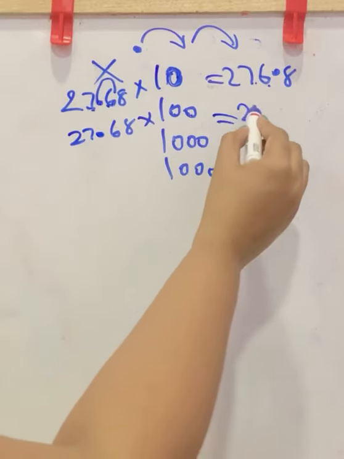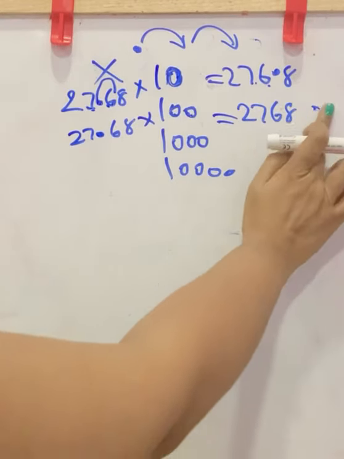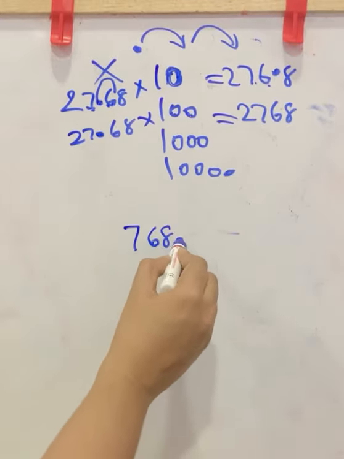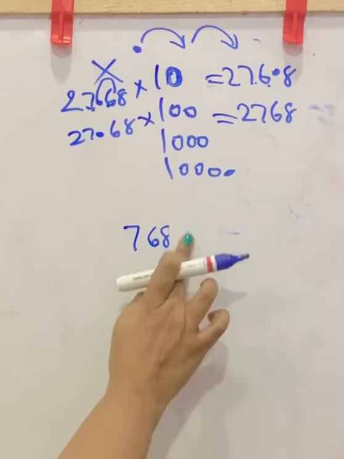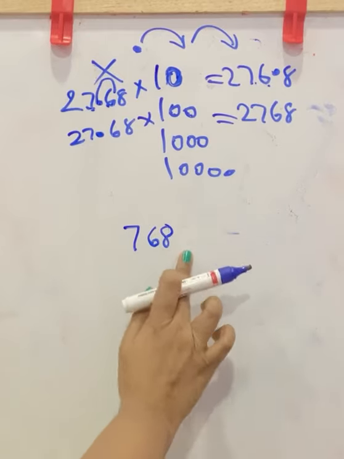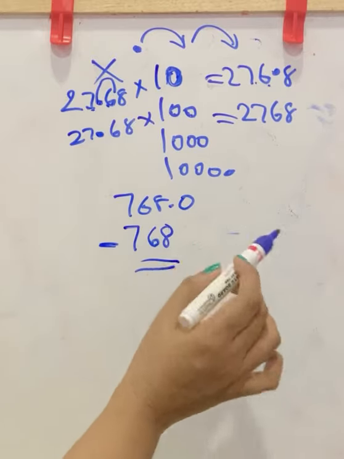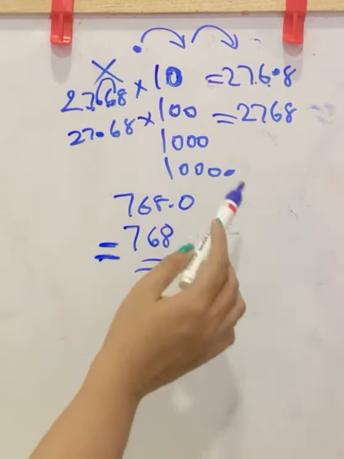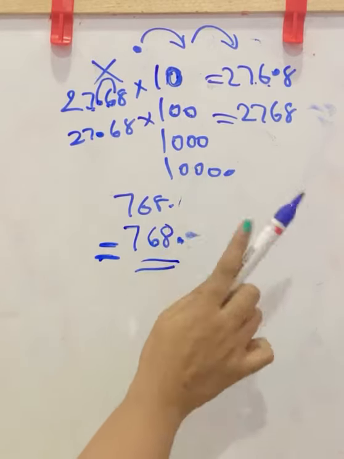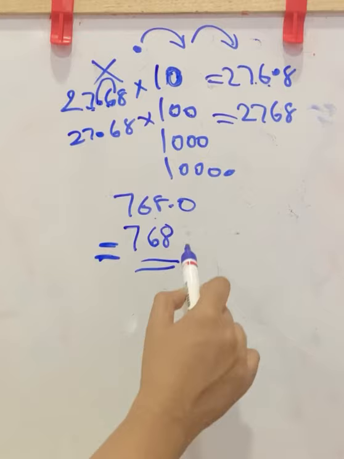And the result will be 2768 point. Point means 0, that is a number ending with a decimal. That decimal part has no value. You don't need to write anything because it means there is 0. This has no value here, so this is enough. That is 2768.0 is equal to 2768. You don't need to write the decimal part. If it is 0, then you don't need to write the decimal. 2768.0 is 2768.